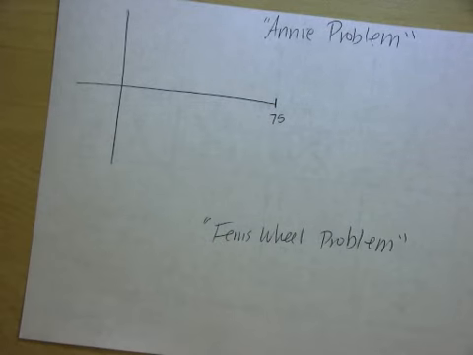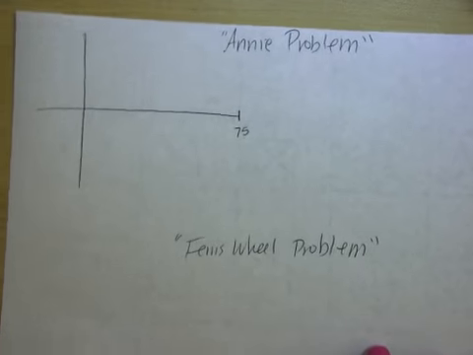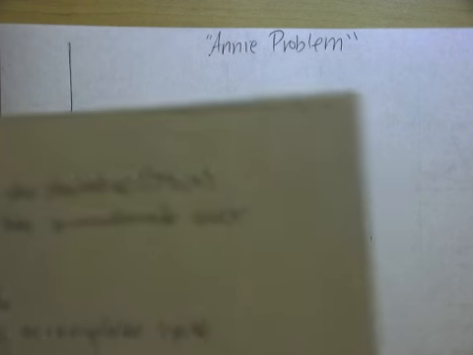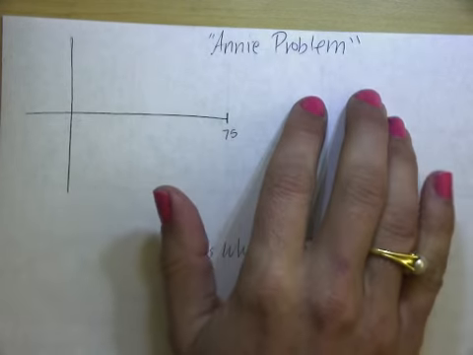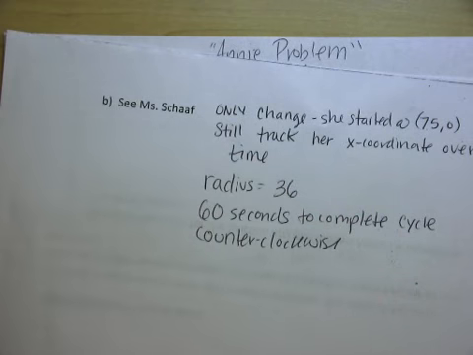Alrighty, so just to recap the Annie walking in a circle problem and the Ferris wheel problem, for those of you that have been absent, or if you just want to recap when you get your papers back to see where you went wrong or what you did right. So just to recap, for the Annie problem, I'm going to start with the second part on the back, which you're supposed to check in with me after the first part.